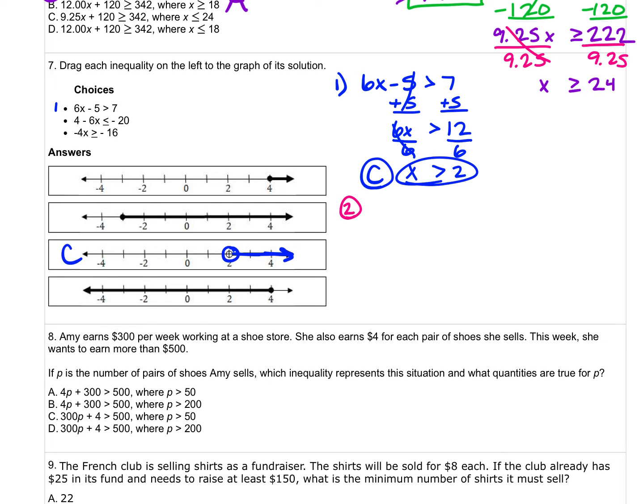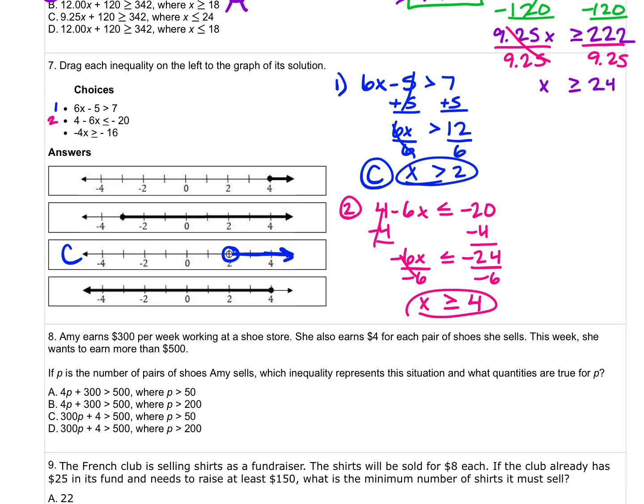Then we have 4 minus 6x is less than or equal to negative 20. We're going to subtract 4 from both sides. We get negative 6x is less than or equal to negative 24. Divide both sides by negative 6, and x is greater than or equal to 4. That would be the first choice. We'll call it A.